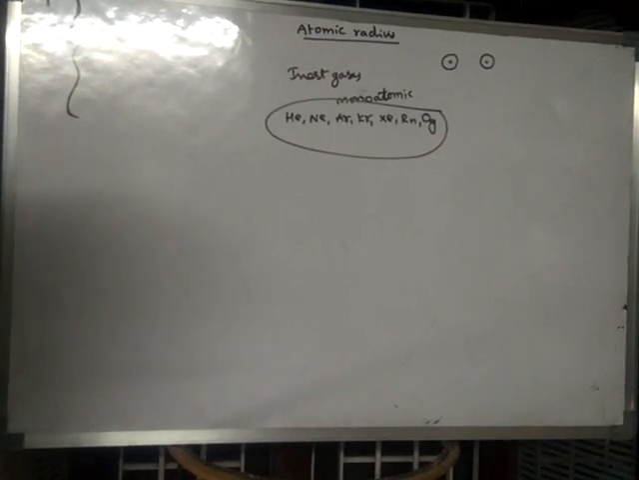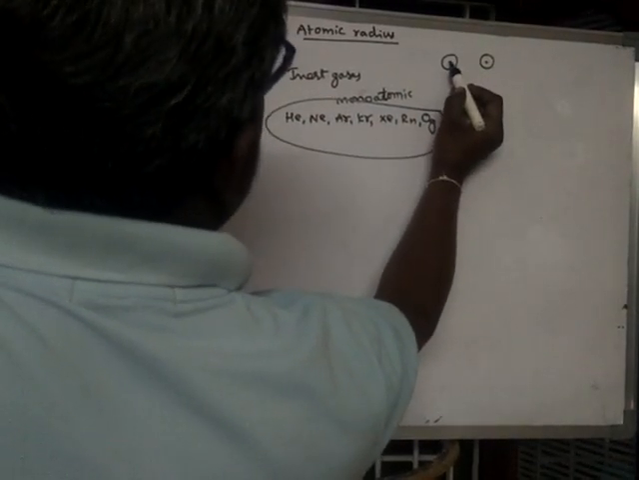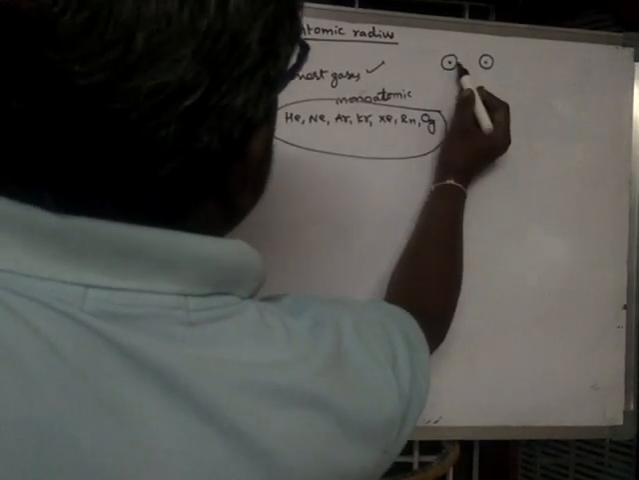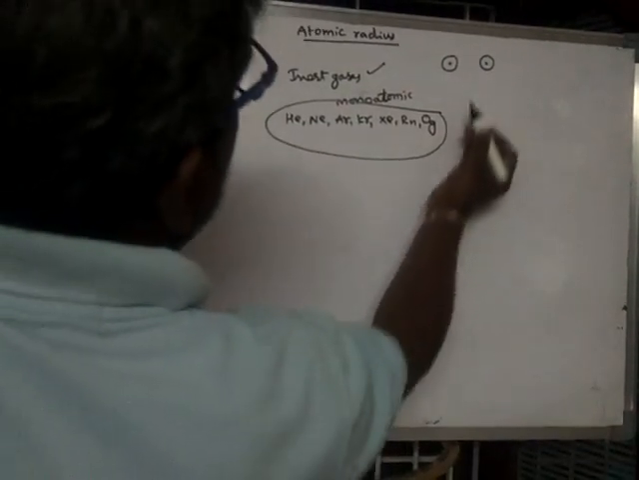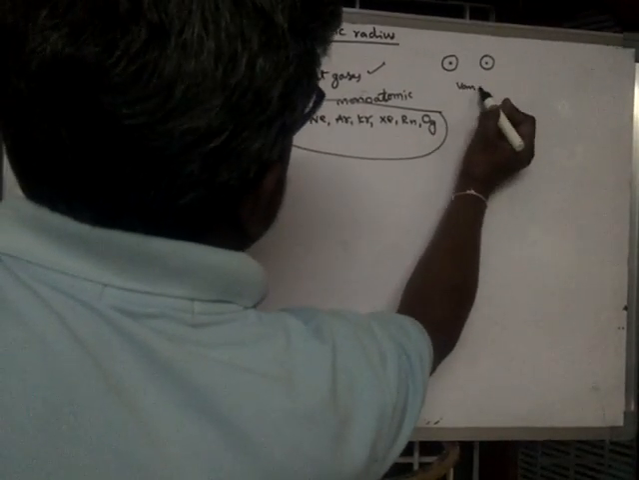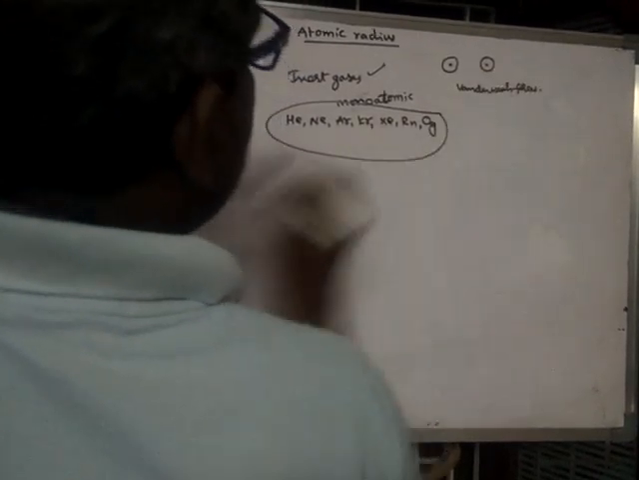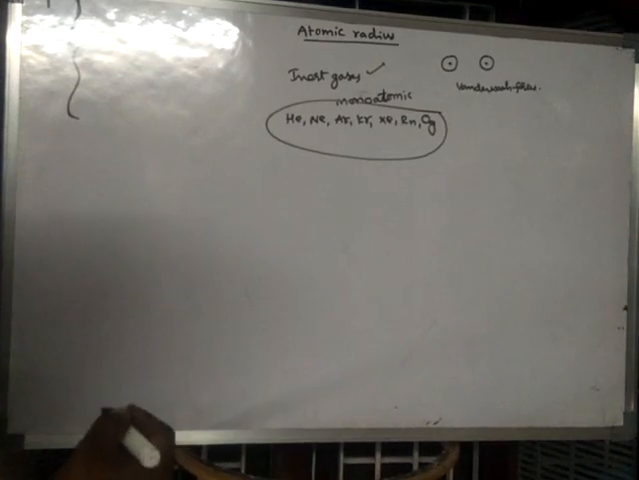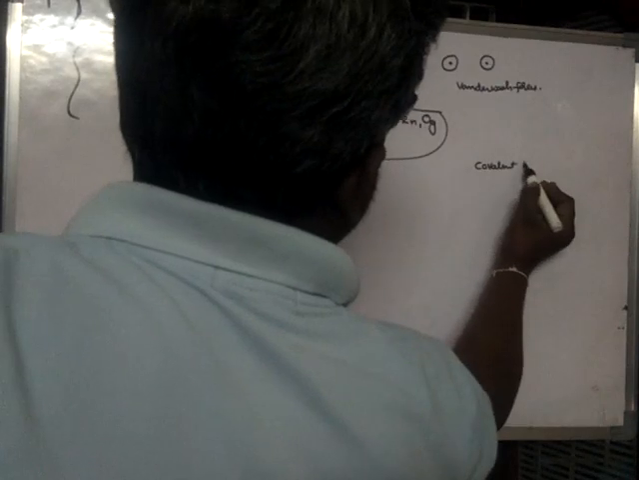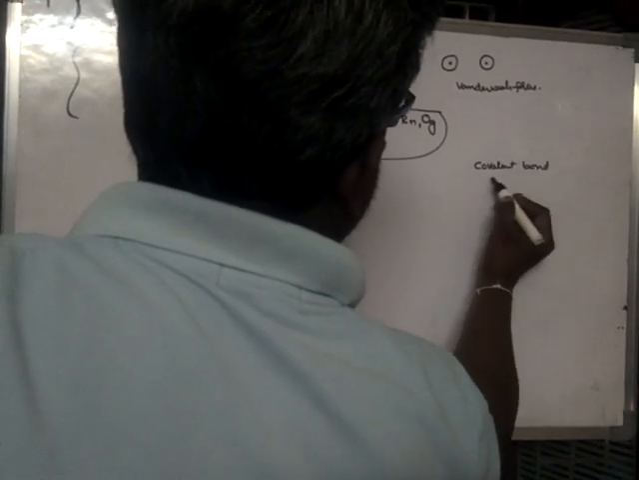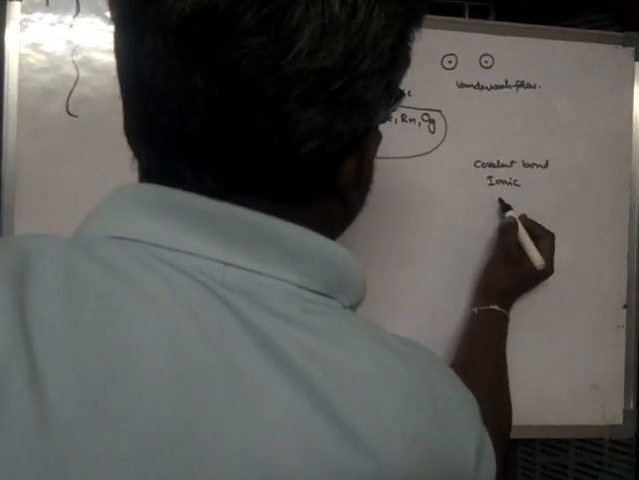Now the force of attraction between one atom and another in inert gases is very weak. So a very weak bond is there, and that bond is said to be van der Waals forces. Out of several types of bonds, remember that covalent bond is stronger than ionic bond. Ionic bond is stronger than metallic bond.